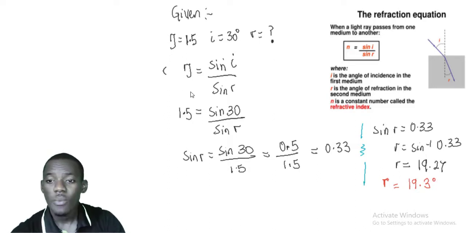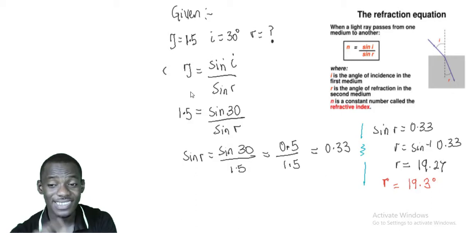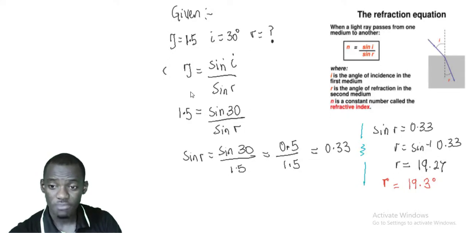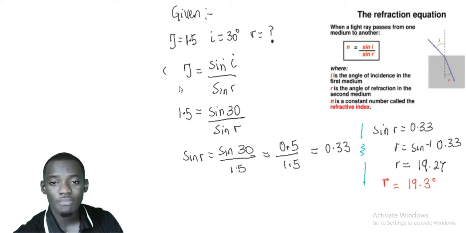But that's not the end. We have to find r, not sine r. So the sine will move to the right hand side and become sine inverse of 0.33. On your calculator, just press shift, then press sine. Shift sine, that's sine inverse of, then you press 0.33. So shift sine 0.33 will give me 19.27. So r, or the angle of refraction, is approximately 19.3 degrees.